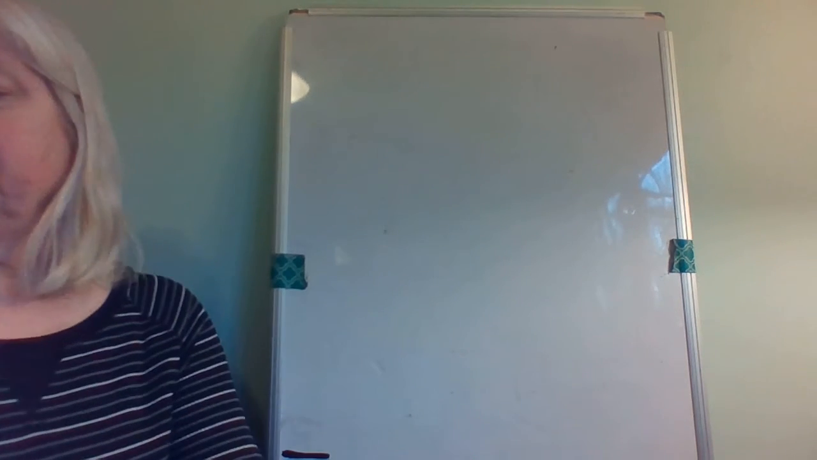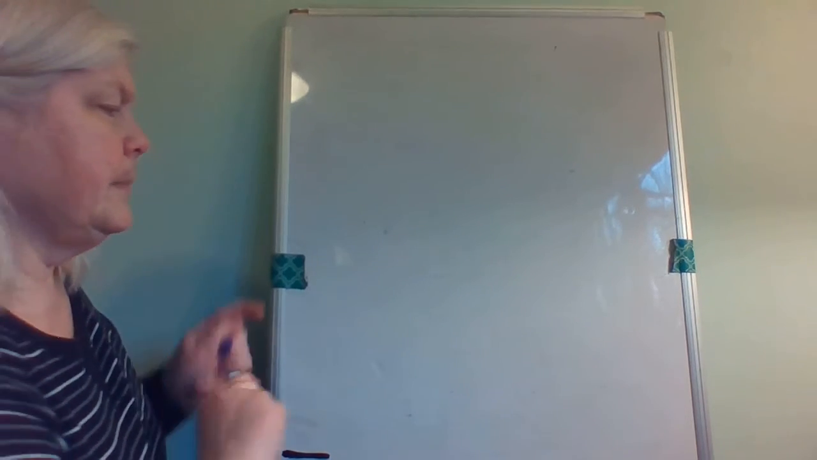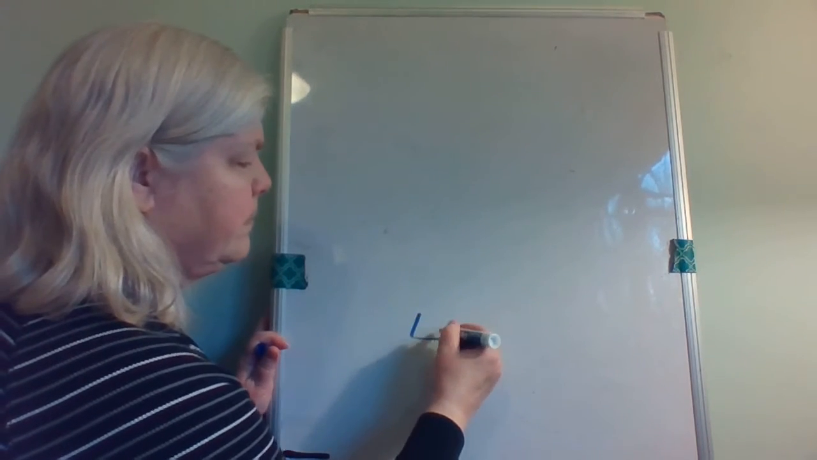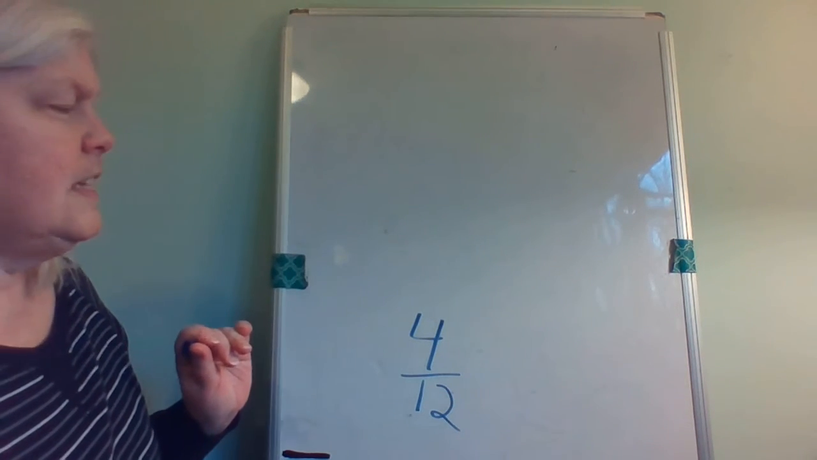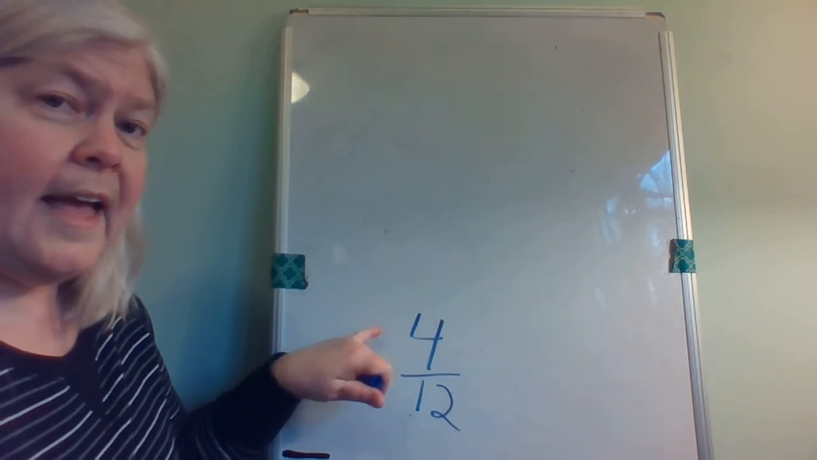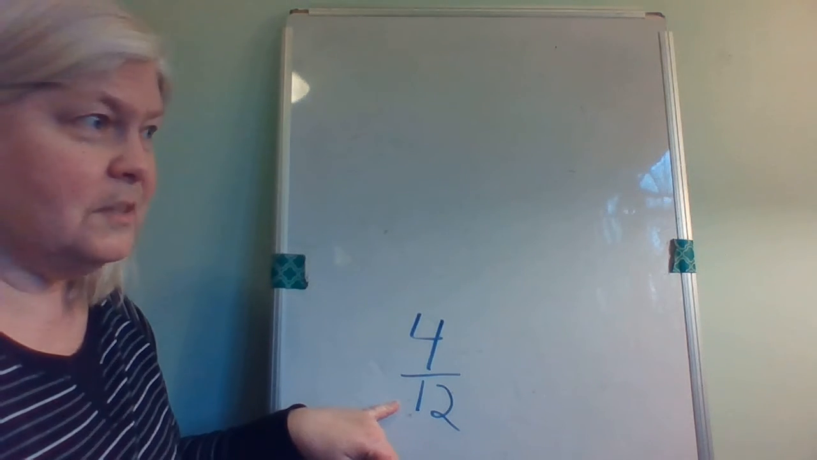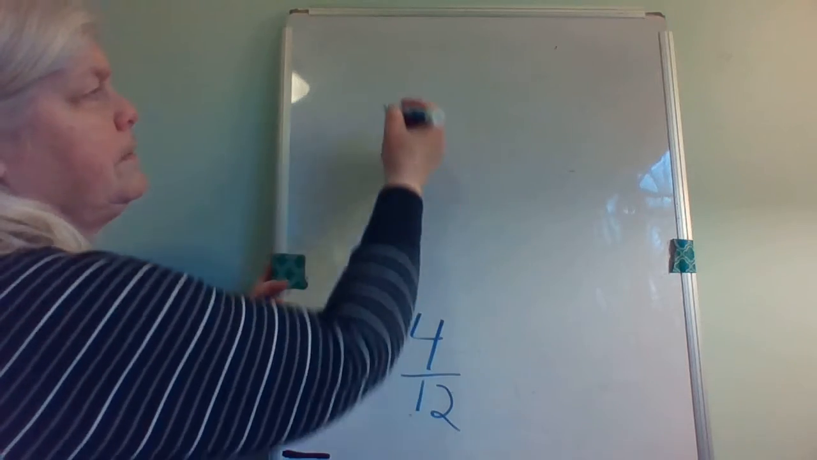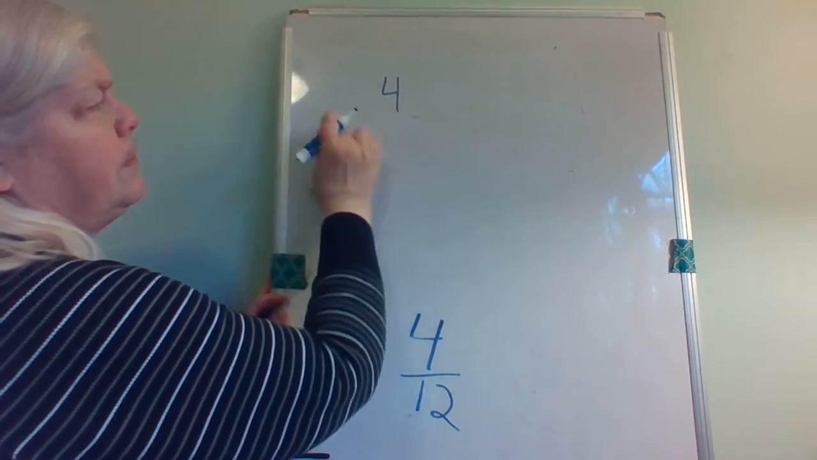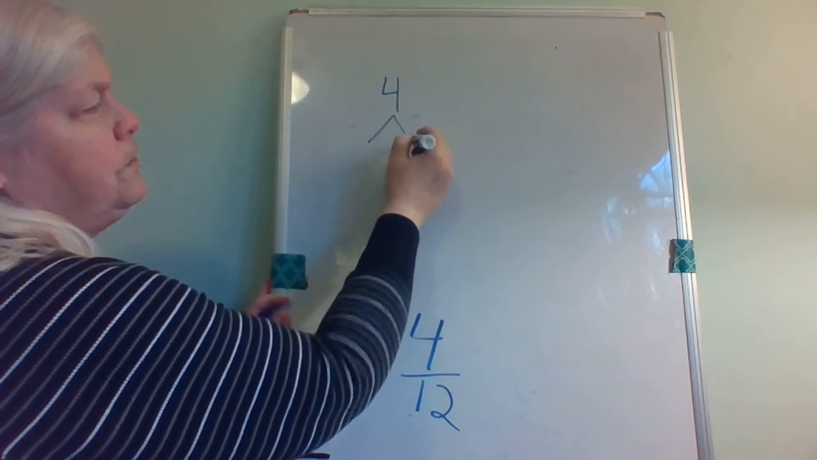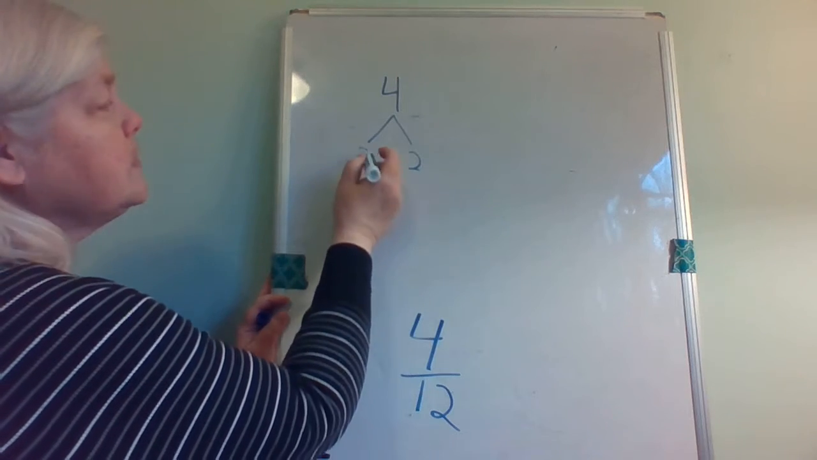Cleaning up the board here. Let's take that 4 twelfths that we had before. I'm going to write it a little bit bigger. If we find the GCF of the numerator and the denominator, and we use that to find our simplified fraction, and here's how. First, let's just do our GCF of 4, fraction bar. It has 2 factors. 2 times 2 is 4. They're prime, so I'm going to circle them.